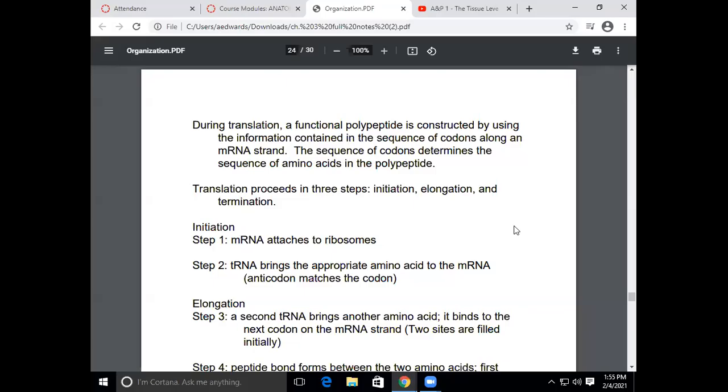All right, so we left off last time talking about transcription, where DNA is used to make messenger RNA, right? So that messenger RNA then has to be translated into protein, okay? So during the process of translation, you get a functional polypeptide, and it's going to be made using the information in the sequence of codons in the mRNA strand, messenger RNA. All right, so that sequence of codons is then determining the sequence of amino acids.